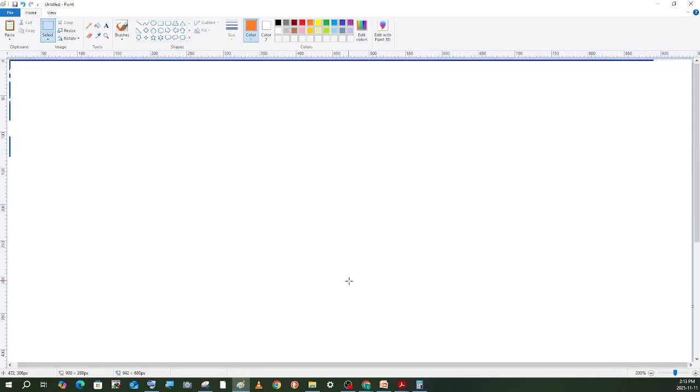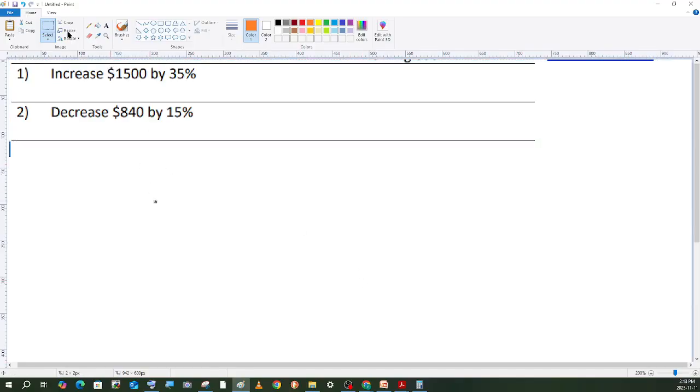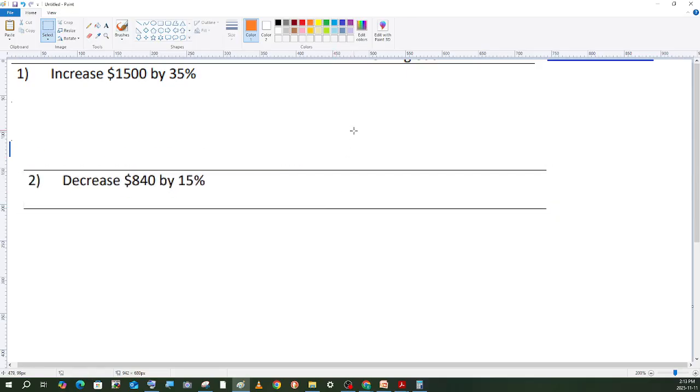Okay, here we go. I'll just separate those to give us a little space to work each question out. So the first question, they're saying it's an increase of $1,500 by 35%. That means we're going from having 100% of 1,500 to having 135% of that number. Remember, increase means that percentage is being added.